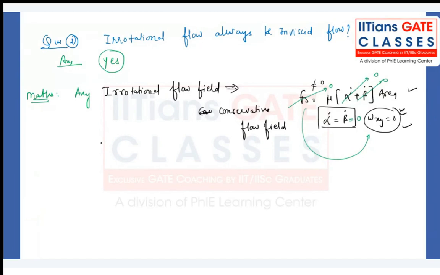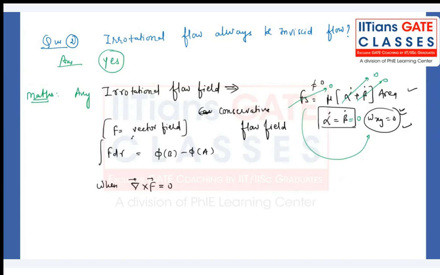So here we will write, suppose F dot dR is there, we can write phi of B minus phi of A when del cross F is equal to 0. Let's say F is any vector field. I'm not talking about it being only the velocity field. Let's suppose here we are talking about the forced vortex field. And del cross F is 0 means what? Curl of the vector is 0.